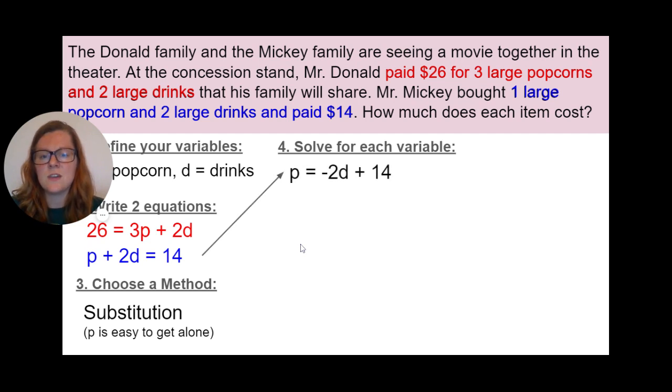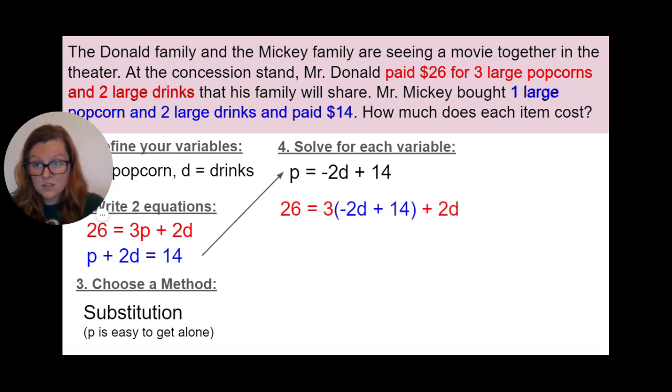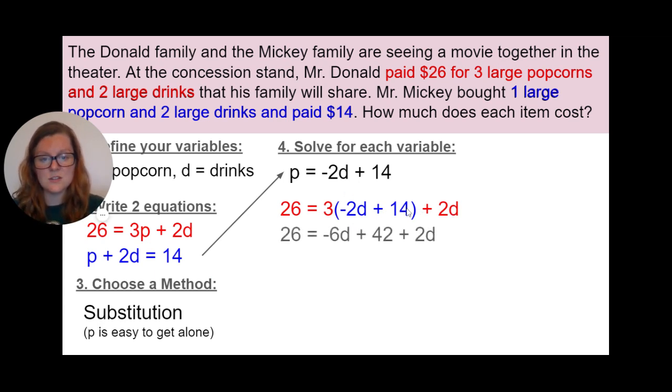So I'm going to take P is equal to negative 2D plus 14. Again, just solving for P. And I'm going to take that P and plug it into the other equation for this P right here. So I get this equation. Go ahead and distribute that 3. So I get 26 is equal to negative 6D plus 42 plus 2D.